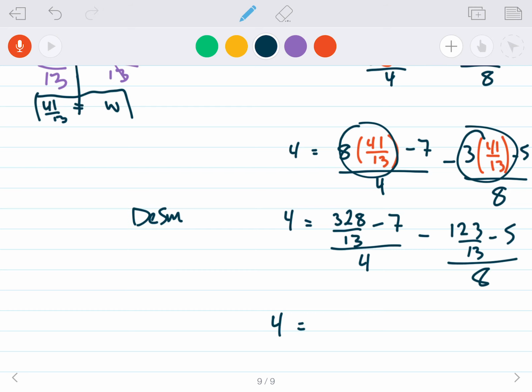Desmos is a great calculator. If you Google Desmos calculator, it's going to give you a nice one where you can put all this stuff in pretty easily.